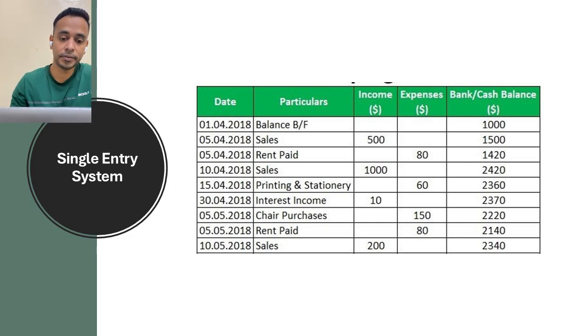You can check the slides. You can see the inflow and outflow of the cash and its recorded expenses and income. It's basically used by individuals or very small firms. Suppose we receive 5,000 from sales, we just enter in single entry system as cash received 5,000.